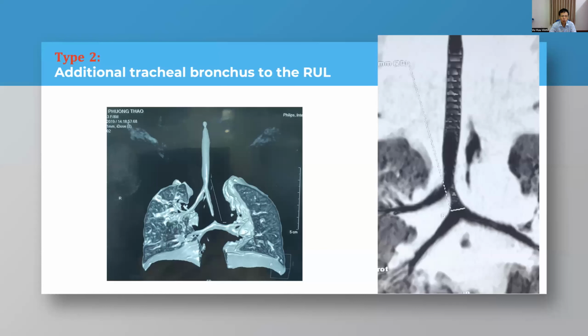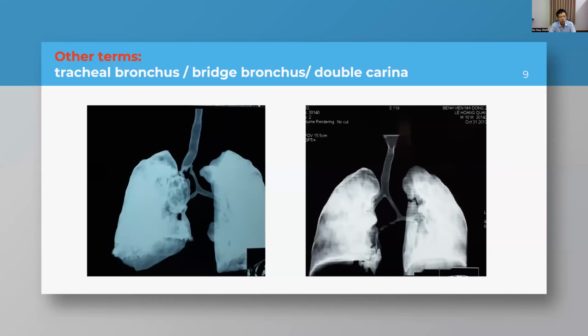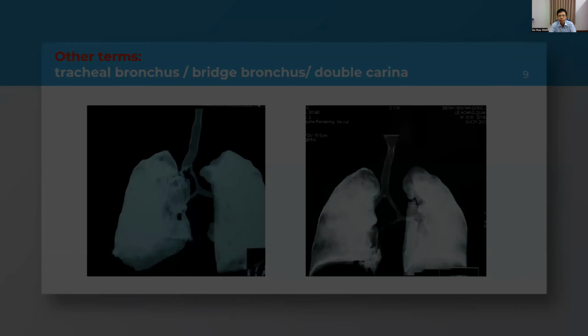So type number two, the patient has an additional tracheal bronchus, and this bronchus goes directly to the right upper lobe. It was also termed by another name, like a bridge bronchus or double carina. Bridge bronchus means that this bronchus looks like a bridge between the trachea and the upper lobe. Double carina, because the shape of the trachea now looks like the patient has two carinas, above and below.